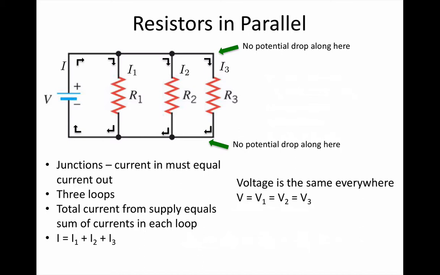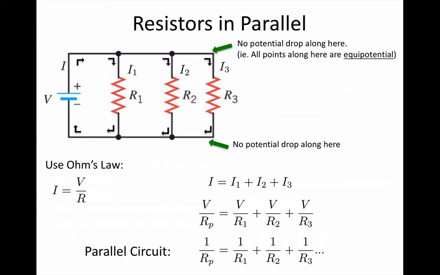So now we have that V is the same for each resistor, and I equals I1 plus I2 plus I3. Using Ohm's law, we have that I equals V over R, so V over Rp equals V over R1 plus V over R2 plus V over R3. Now the V's cancel out, and that leaves us with the equation for the equivalent resistance of resistors in parallel. So 1 over Rp is the sum of 1 over each resistance in the parallel circuit.